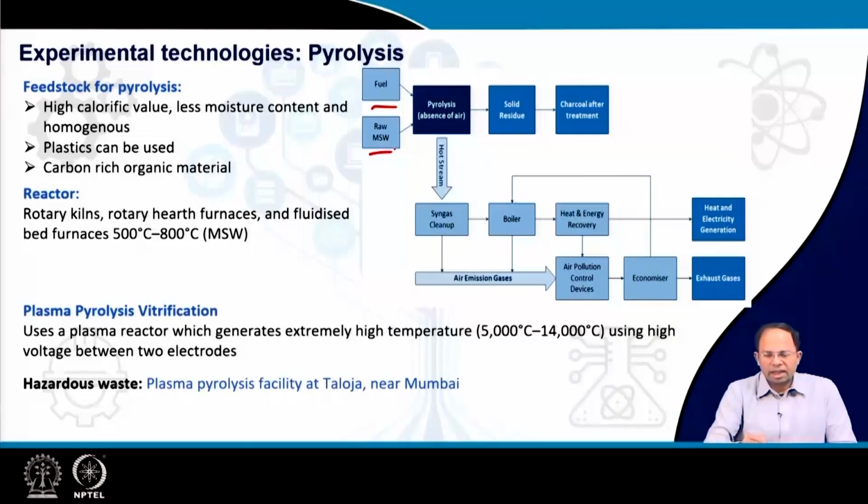Fuel and raw MSW is taken in. Pyrolysis is where incineration happens in absence of air. Solid residues come out. This is char, and after treatment, we can form charcoal. The hot stream, that is the syngas, we have to clean up, and then we can use it in a boiler to generate electricity. The rest of the syngas needs to be taken through air pollution control devices, and from here we can reuse some of it through an economizer, and the rest is exhausted out through stacks.